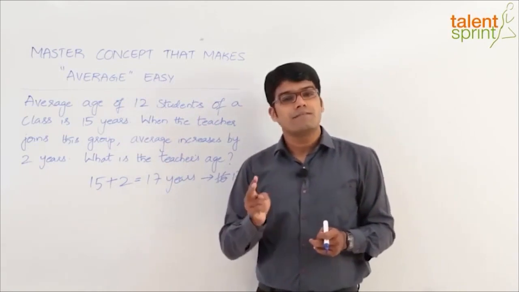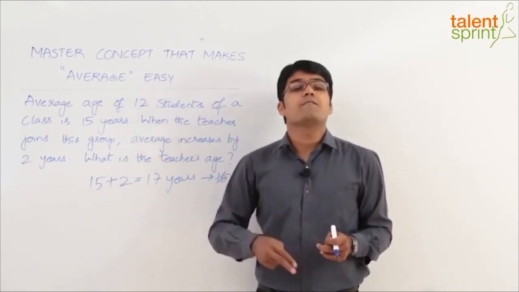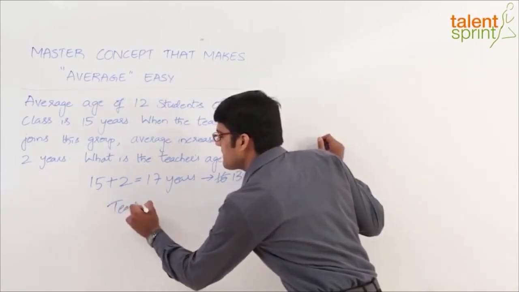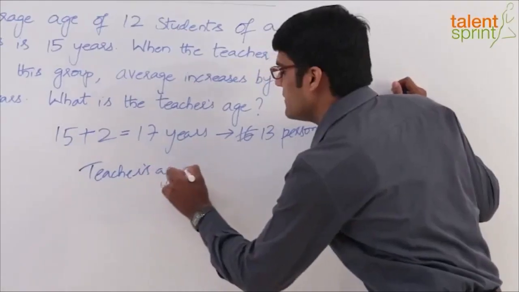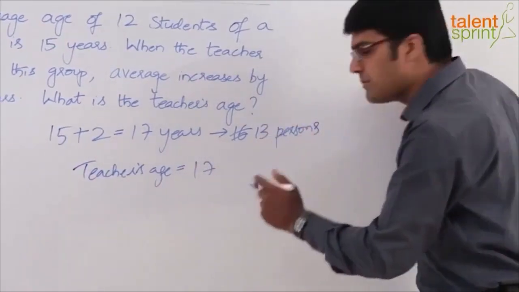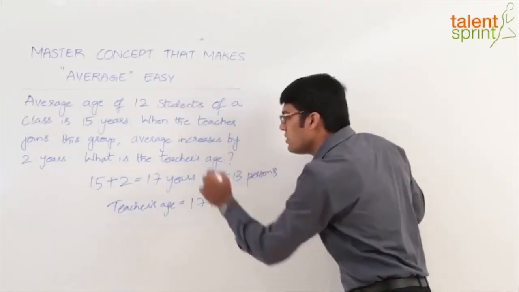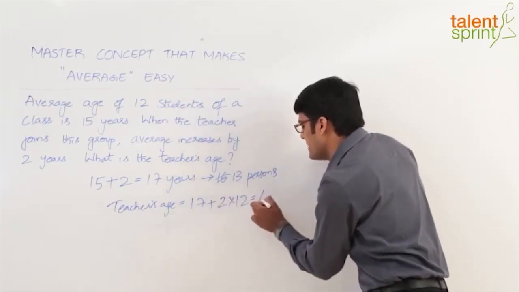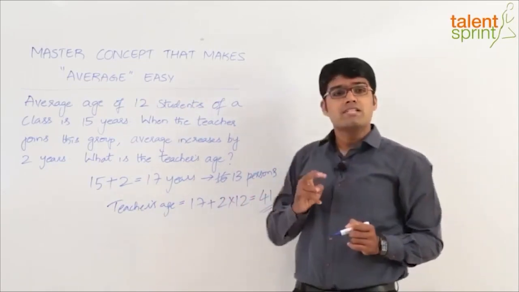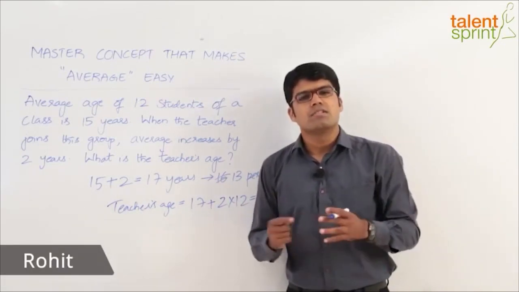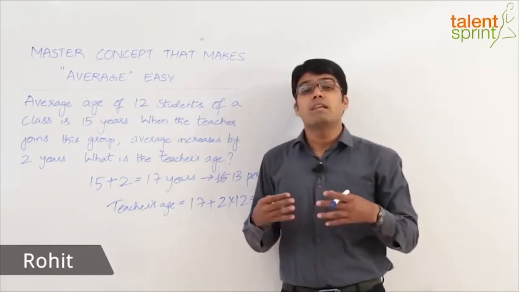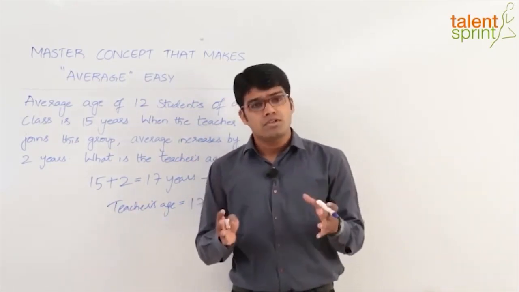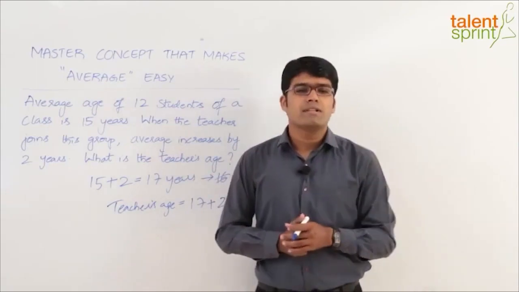So 2 into 12 is 24, 24 plus 17 will be the teacher's age. So we can say the teacher's age here is equal to 17, which the teacher actually possesses, plus 2 years given to the 12 students. So 2 into 12 is 24, 24 plus 17 is 41. So we can say the teacher's age here is 41 years. So this is how we can use this concept of equal distribution in answering questions from averages. And you'll find that even in other types of questions from average, we can use this method of equal distribution.